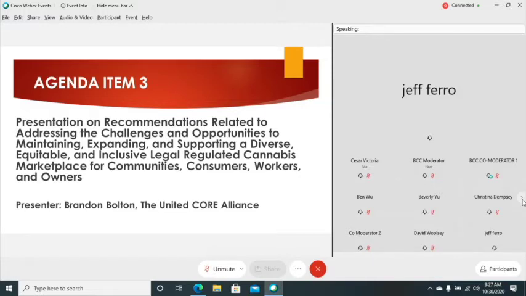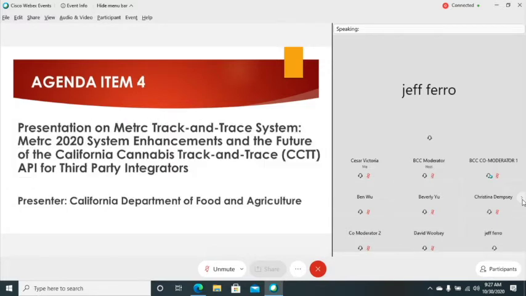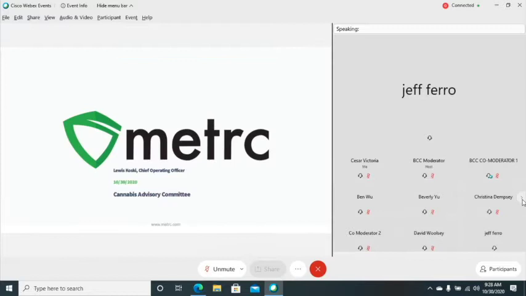So with that, we're going to move on to agenda item number 4, which is the presentation on the Metrc track and trace system, Metrc 2020 system enhancements, and the future of the California Cannabis Track and Trace CCTT API for third-party integrators. With that, we're going to invite our presenters, the Department of Food and Agriculture for California. Thank you very much, and please open the presentation.